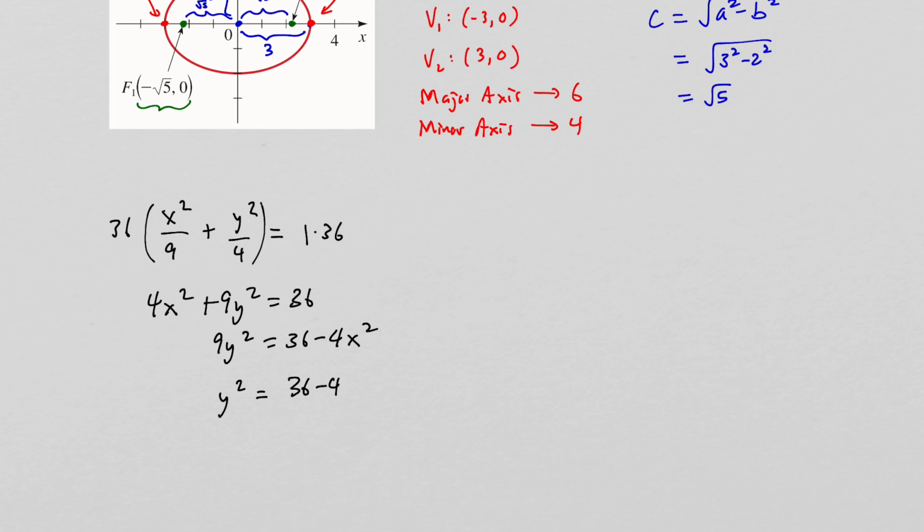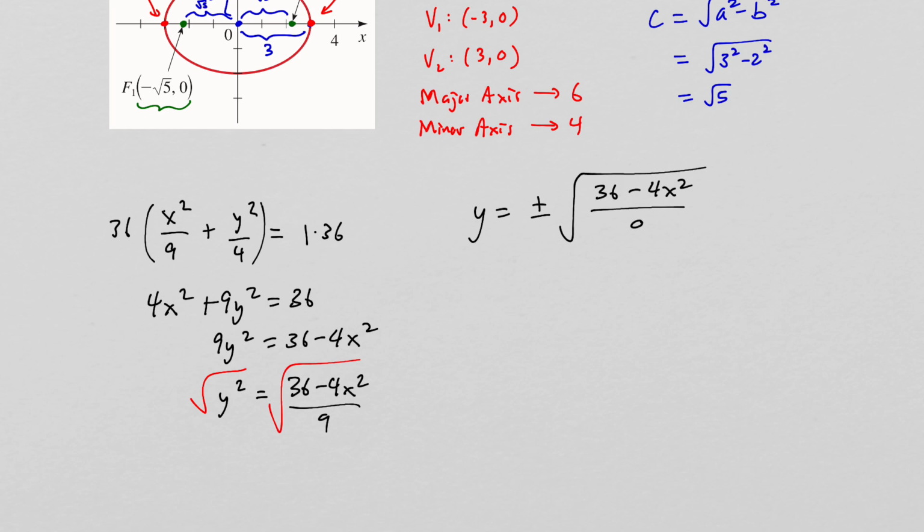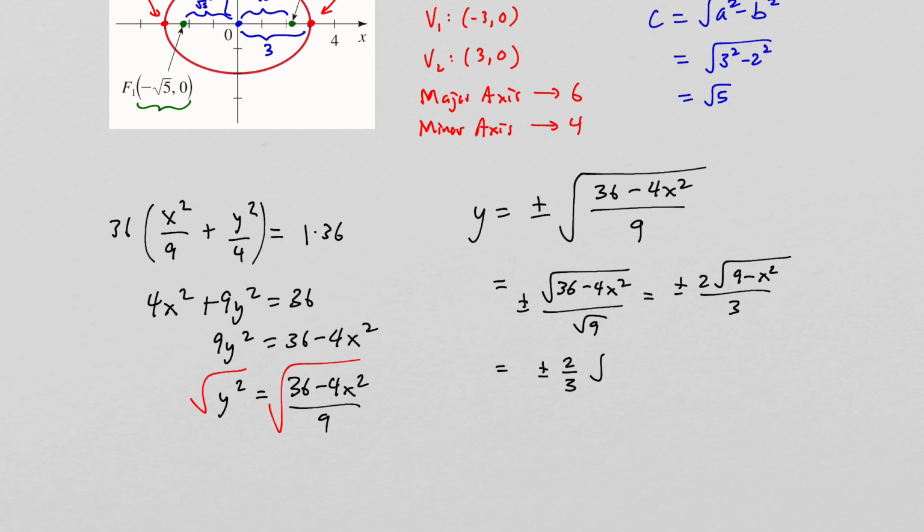So y squared equals 36 minus 4x squared over 9. And then finally, we'll take the square root of both sides, and that's going to give us y equals plus or minus the square root of 36 minus 4x squared over 9. Now, you can do a little simplifying here. You can take the square root of the top and the bottom separately. And you can also factor a 4 out of the top, so you get 2 square root of 9 minus x squared, and then in the bottom, square root of 9 is 3. So you can write it like this.